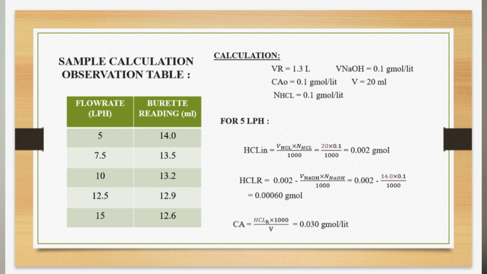For better understanding of calculation of packed bed reactor, similar calculations are also performed for the observation table of another group. In this observation table, for flow rate of 5 lph, the burette reading is 14 ml. For 7.5 lph, the burette reading is 13.5 ml.